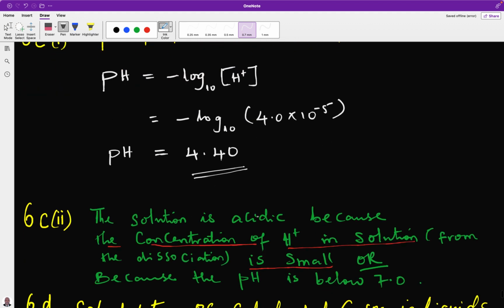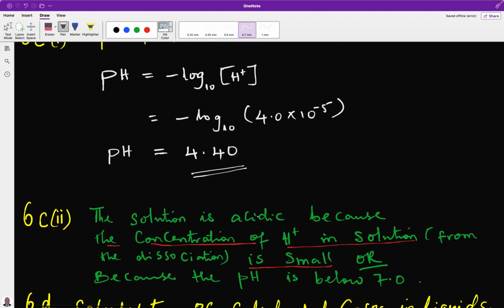Now, they ask us to indicate whether it is acidic or basic. This solution is acidic because the concentration of hydrogen ion in solution is small. Or you can say it is acidic because the pH is below 7.